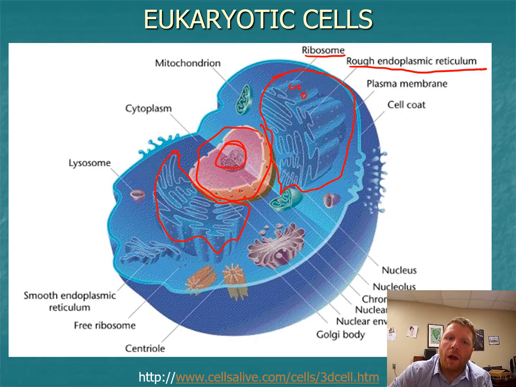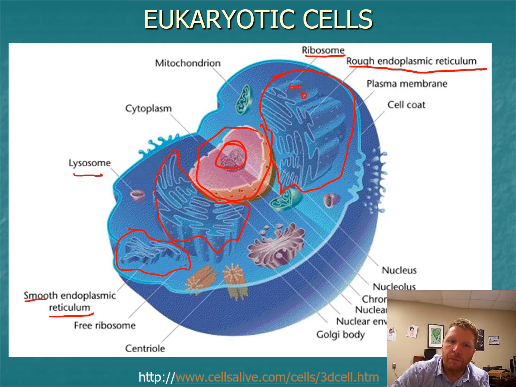Okay, now if you go out from the rough endoplasmic reticulum, you have something that almost looks like a bunch of pancakes. We've got the smooth endoplasmic reticulum. Now, the difference between the rough and the smooth endoplasmic reticulum from a visual standpoint is that the smooth ER does not have any ribosomes on it.